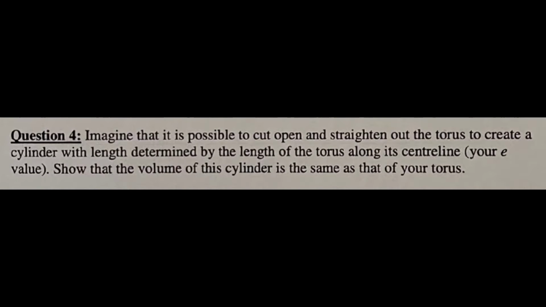In this video I'm working through question 4 out of a series of 6 questions that are all concerned with volumes and how we can calculate volume using calculus. Question 4 is very closely linked to question 3, so if you haven't already, definitely go take a look at question 3 as background. Question 4 says, imagine that it is possible to cut open and straighten out the torus to create a cylinder with length determined by the length of the torus along its center line, your E value. Show that the volume of this cylinder is the same as that of your torus, and the torus being referred to here is the one in question 3.